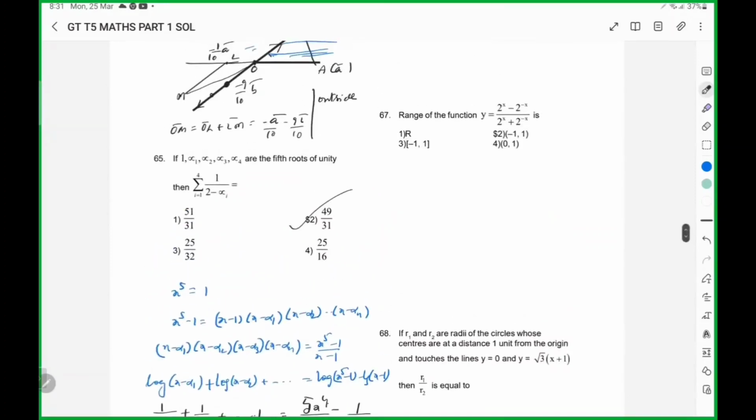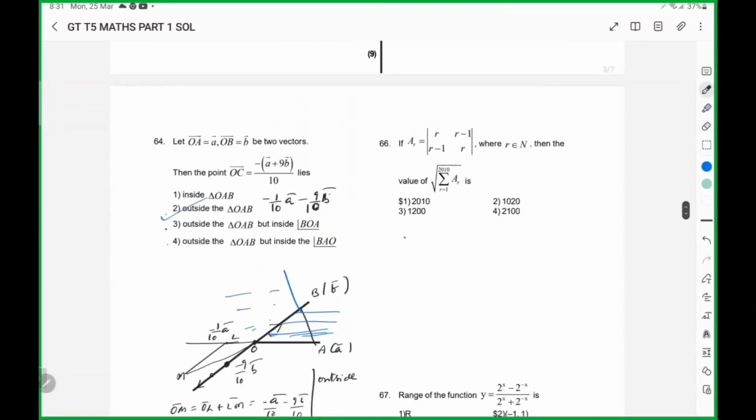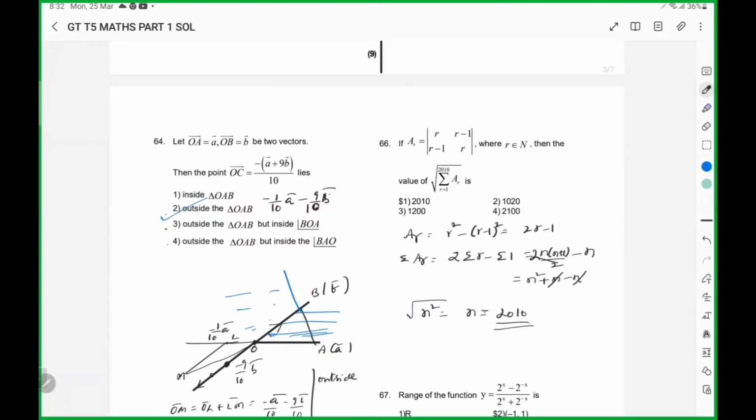Here the determinant value is r square minus r minus 1 whole square, which is 2r. Summation of a_r will be 2 times summation of r. If there are n terms, 2 into n plus 1 by 2 minus this. You get this, root of n square will be n. Here n given is 2010. That is the answer.